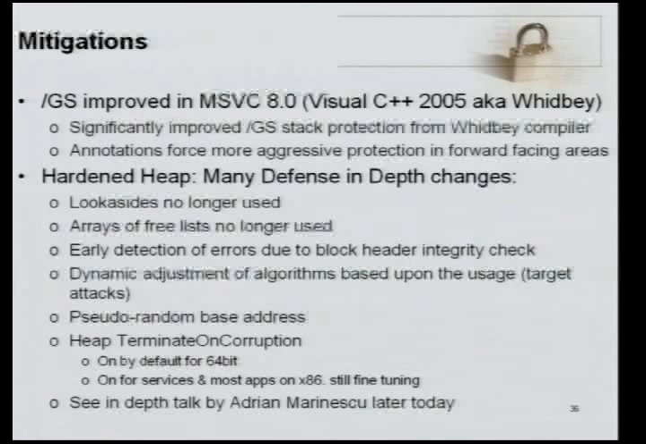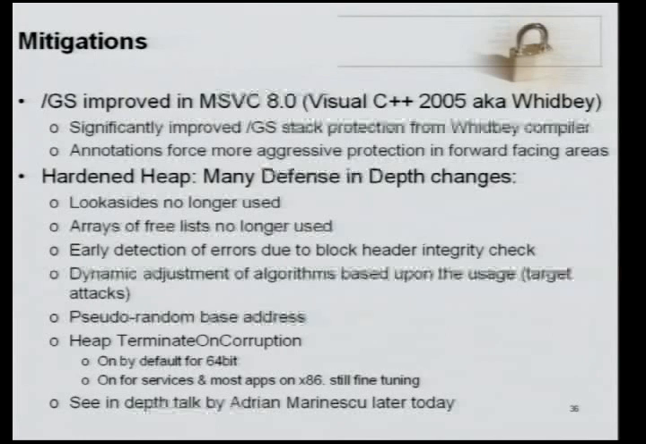The second thing is the heap was largely rewritten in Windows Vista for a number of reasons, certainly with security in mind. And I'm not going to talk about the different changes. If you really want to dig into the heap, go to Adrian Marinescu's talk later today, and he's going to explain all the different changes in the heap. I will, though, talk about one of the specific changes we drove across the code base, which is that because of the new architecture of the heap, it has new ways to detect when corruption has occurred.